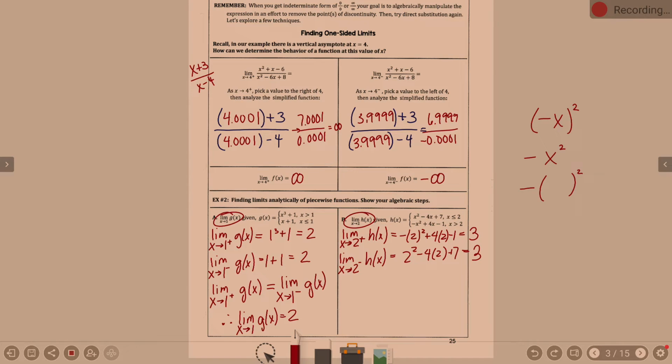Okay, so I'm going to state, since I showed that they're the same, I can't just state they're the same. I have to show what they are first. Then the limit as x approaches 2 from the right is equal to the limit as x approaches 2 from the left. Therefore, the limit as x approaches 2 in general of h of x is equal to 3.